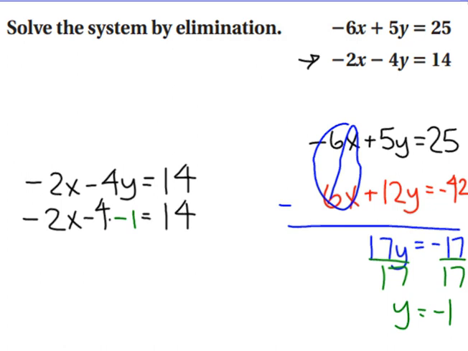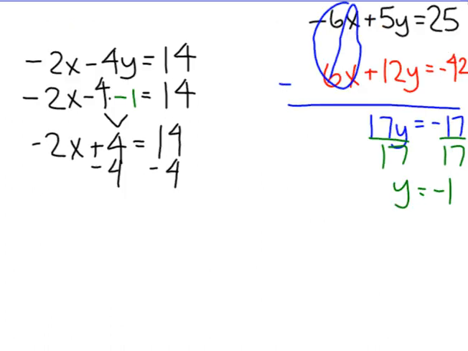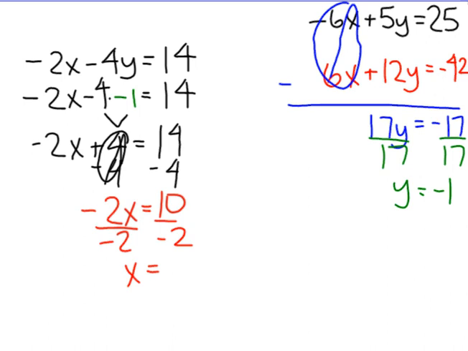And then -4 times -1 is +4. Subtract 4 from each side. So -2x equals 10. Divide by -2. And x is equal to -5. So the ordered pair solution would be (-5, -1).